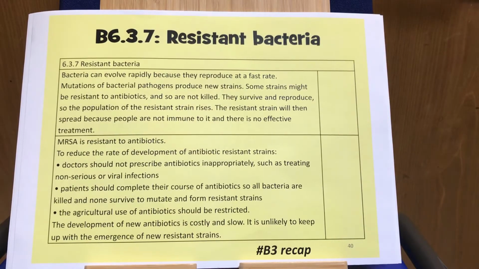So we know that bacteria rapidly reproduce by that process called binary fission. We know that sometimes the bacteria can mutate, creating a new strain of bacteria that will be resistant to antibiotics, and the ones that survive and aren't killed by the antibiotics reproduce, creating more of those resistant strains, which links to that idea of natural selection.